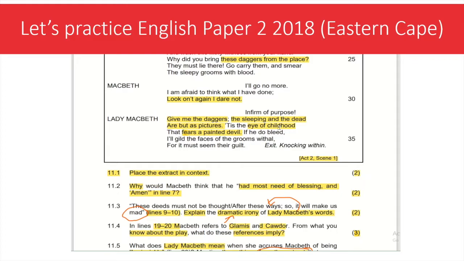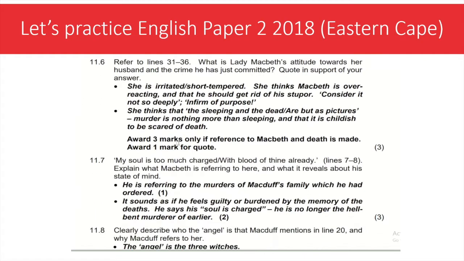Then what is her attitude towards the crime? It's almost nonchalant, that she doesn't really care, that it doesn't affect her much. But let's have a look at the memo. So she's irritated or short-tempered. She thinks Macbeth is overreacting, that he should get it together. Okay, this infirm of purpose, like, come on, let's do it. Then she also thinks that the sleeping and the dead are but pictures. Okay, so murder is nothing. They're just sleeping. It's childish to be scared of the dead.